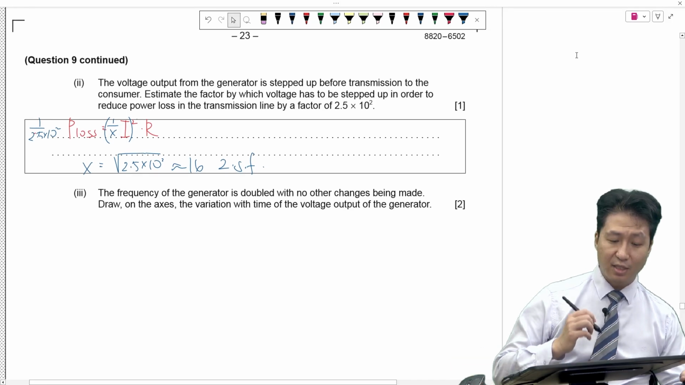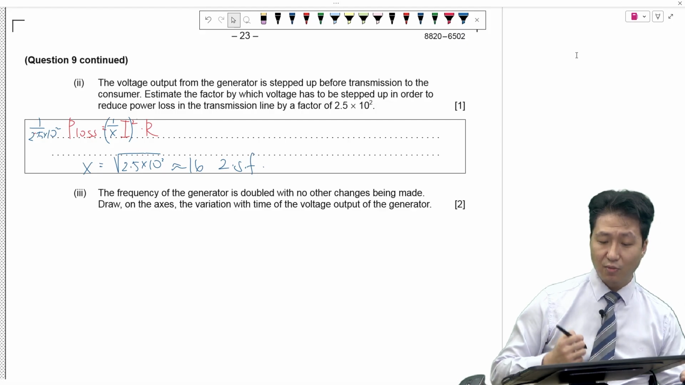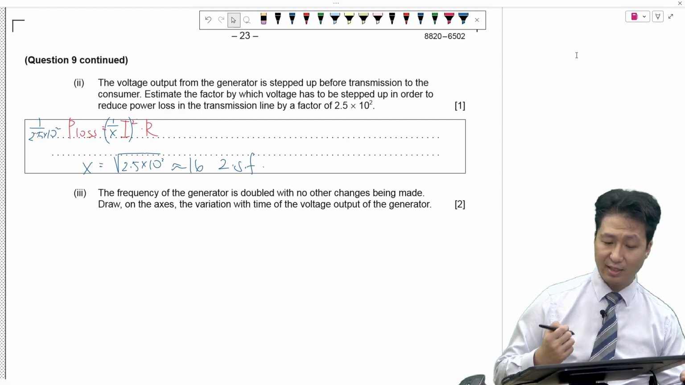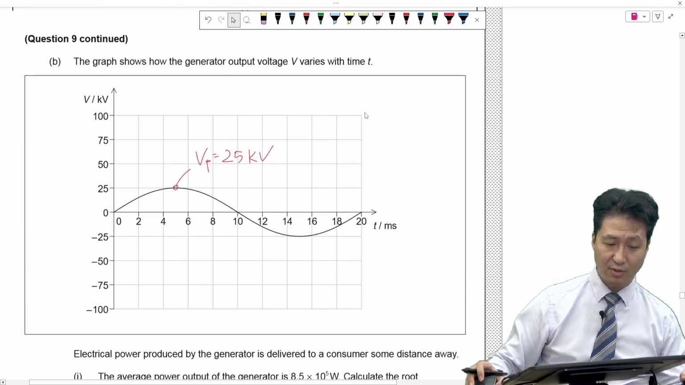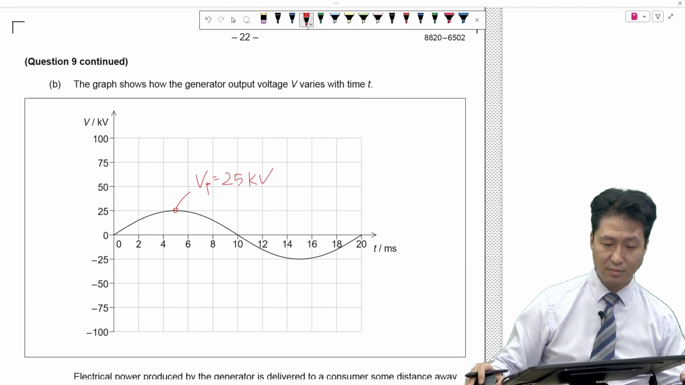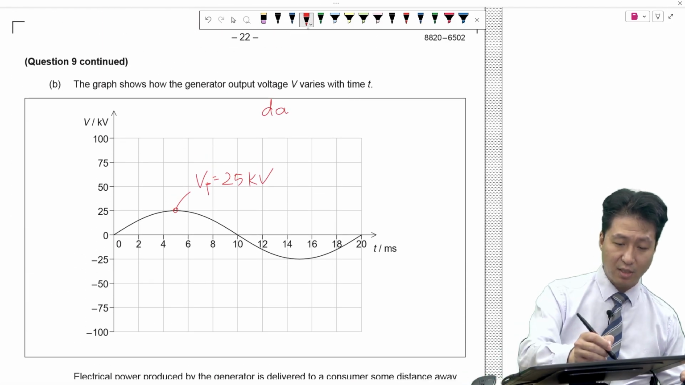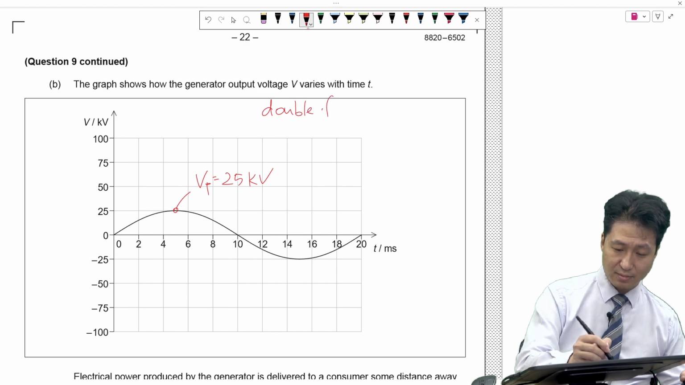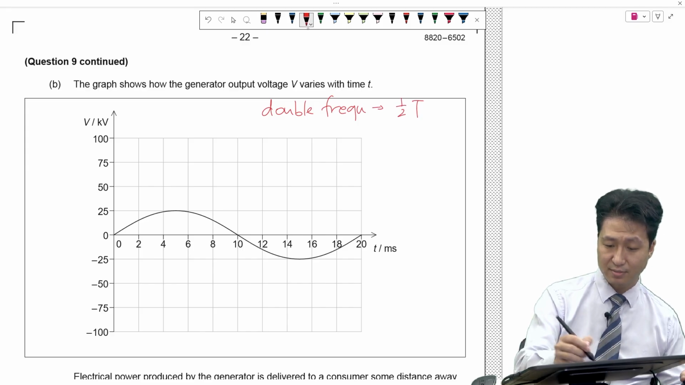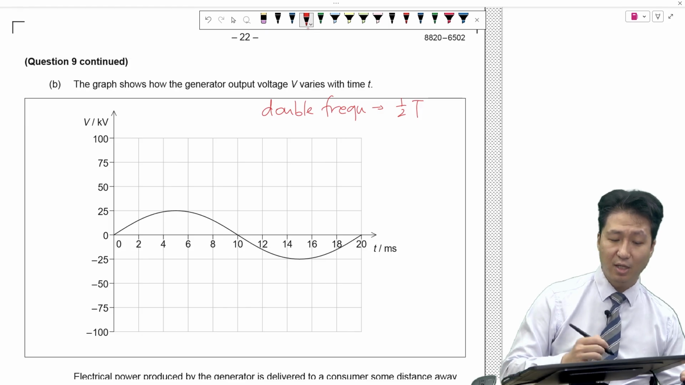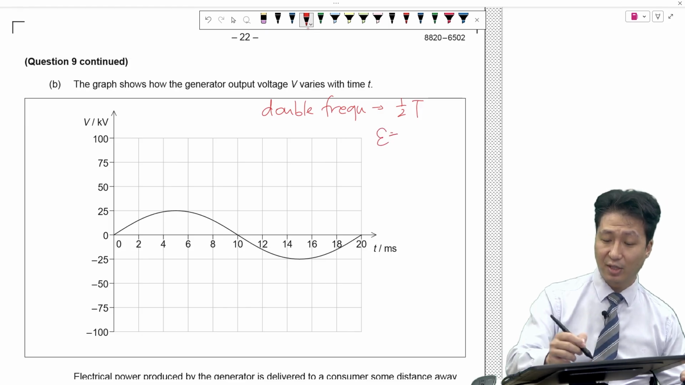Part 3, the frequency of the generator is doubled with no other changes being made. Draw on the axes the variation with time of the voltage output of the generator. So let's go back up. We double the frequency. And doubling the frequency means you have 1/2 the period. Second, what would happen to the EMF of the generator?